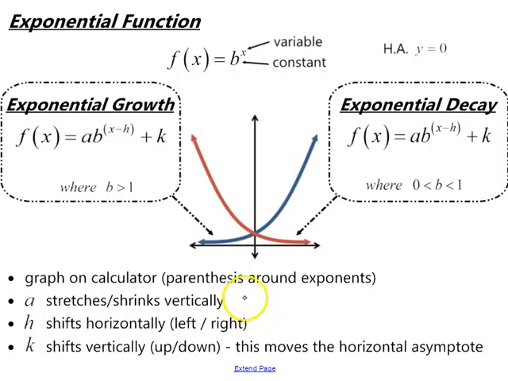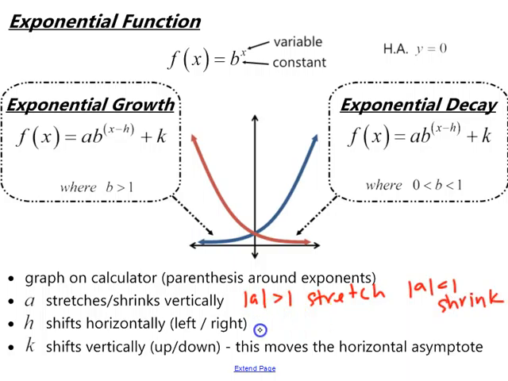A is going to stretch or shrink your graph vertically. When the absolute value of a is greater than 1, it's going to be a stretch. And when the absolute value of a is less than 1, it's going to be a shrink.